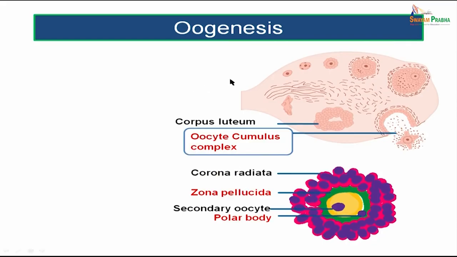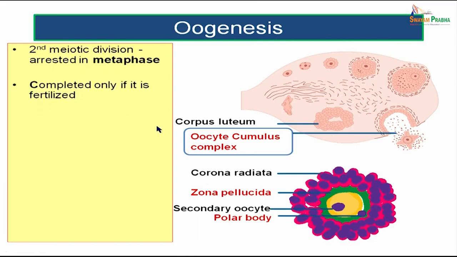So let's have a look. This is the ovary. You can see the different stages of follicles. These are the primordial, primary, secondary, tertiary, and ultimately we have the graafian follicle, which is rupturing just before ovulation. So the second meiotic division is arrested. When the graafian follicle ruptures, the oocyte will be the secondary oocyte, but it has entered into the second meiotic division, which is not completed but arrested again at the metaphase.